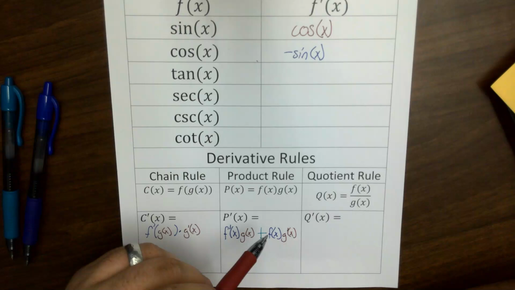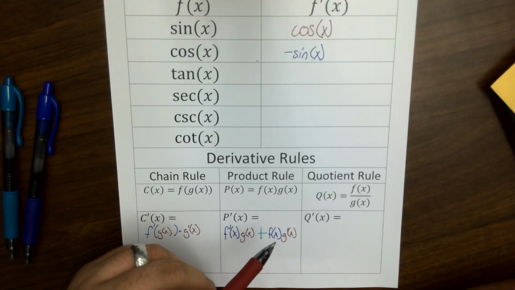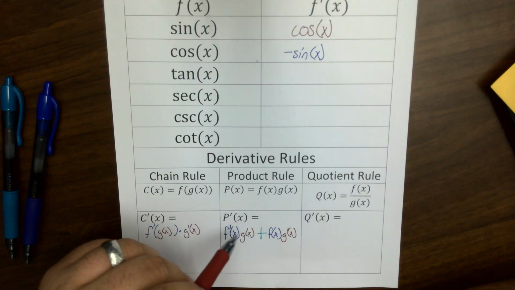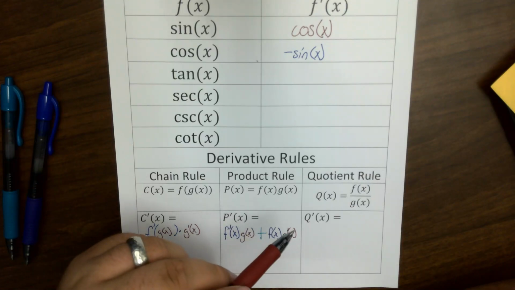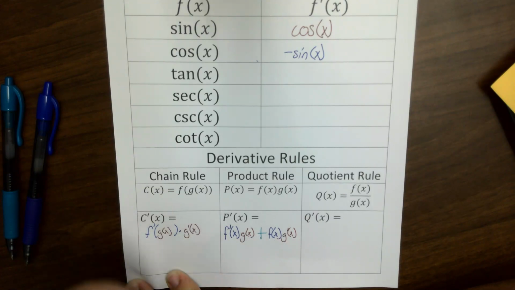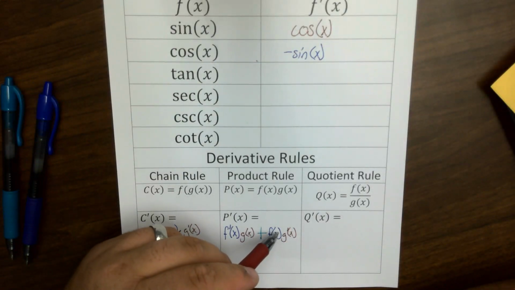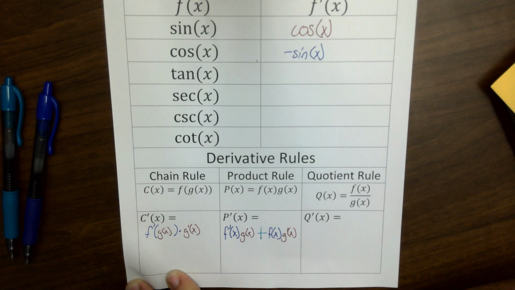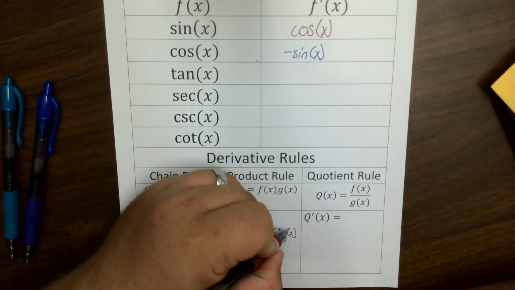If you don't want to write it this way, don't worry about it. You can write it however you want. You could flip these around. Multiplication's commutative. You could flip all of them around. Addition's commutative. The only thing that you have to make sure is that f prime goes with g and f goes with g prime. However you want to write it is up to you. I like it this way. I write it the same way every time. That way I don't miss anything.